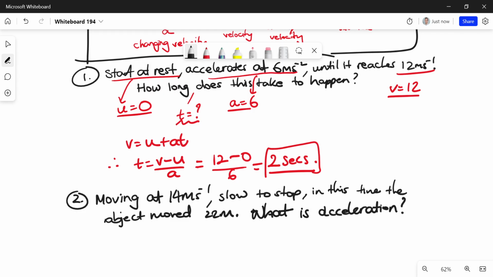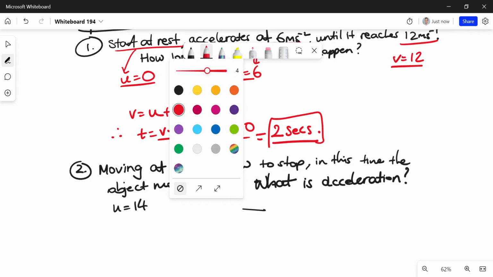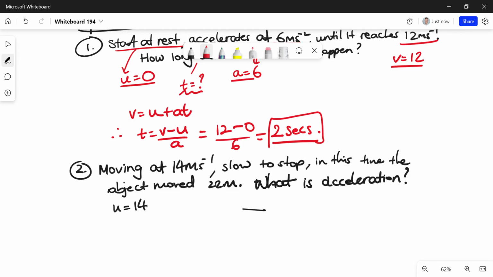Okay, so there's a little bit to unpack in this question. Let's go through it. So as I said, again, the first thing I'd always be looking to do is write down what I know and what I don't know. It says it's moving at 14 meters per second. So that is the initial velocity. U is 14. I'm not sure why that's in black and not in red, but we're just going to roll on. We're going to slow to a stop. What that tells me is that the final velocity is 0.